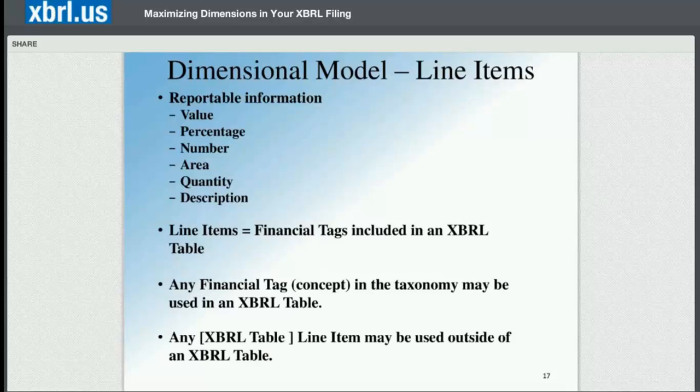Line items are financial tags. They are what actually tag the data. Any tag anywhere in the taxonomy can be used in a table or without a table, depending on your needs and that it's the correct concept. Edgar Filing Manual 6.6.29 actually provides an order of precedence in selecting concepts. The primary thing is the period type. And you can't tag an instant with a durational concept, and you can't tag a duration with an instant concept.